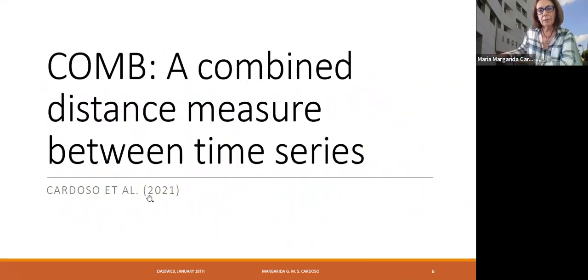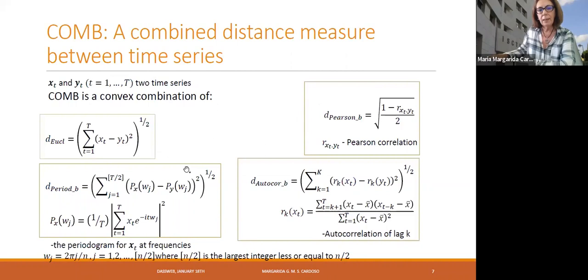The distance was proposed some time ago, although published more recently. And this is, as I said, a convex combination of the Euclidean distance, a Pearson-based distance, which is not, of course, exactly the Pearson correlation, it is based on this measure here, and the periodogram-based measure, as well as the autocorrelation-based measure. And in our work, most of it will use a uniform convex combination, meaning that all these distances will be considered with uniform weights.